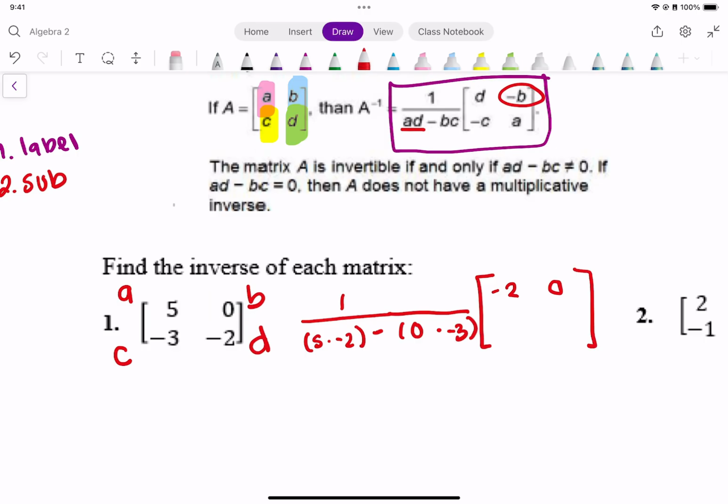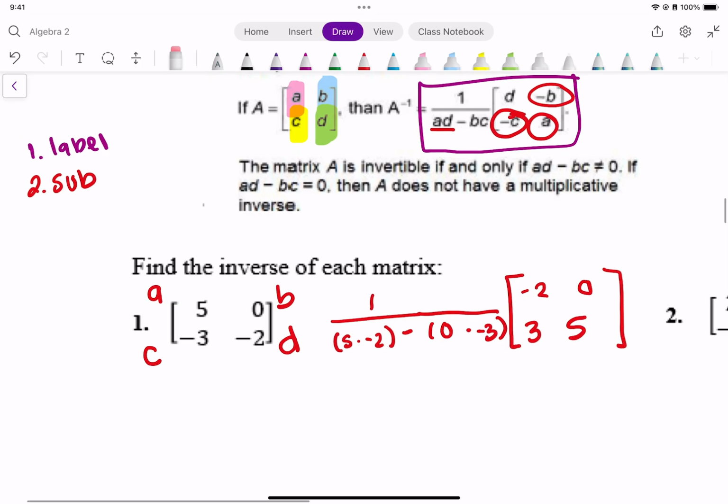Next up they want -C, so we have -3, and -3 would make it a +3, and then we're going to finish off with A, so A would be 5. Okay, so all of that is our substituted matrix.